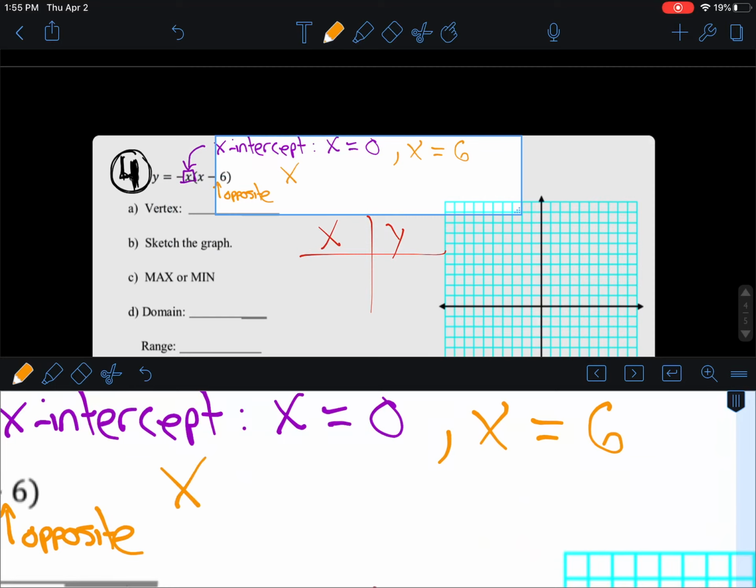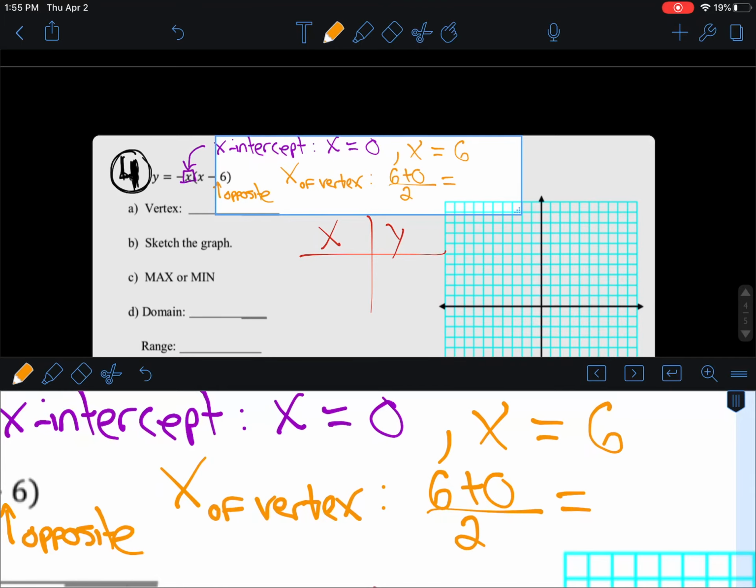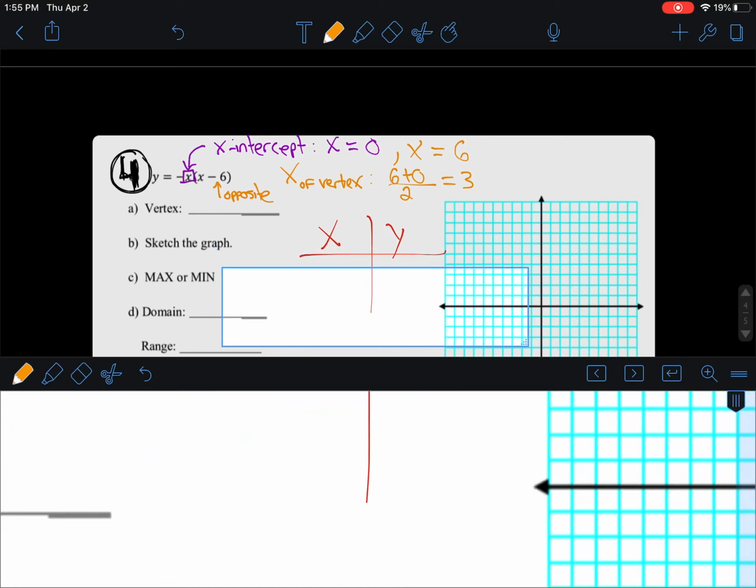To find the x of the vertex, again, what you do is you add these 2 numbers, your x-intercepts, and you divide by 2, which is just going to be 6 divided by 2, which is 3. So what goes in the middle of my table is going to be 3.